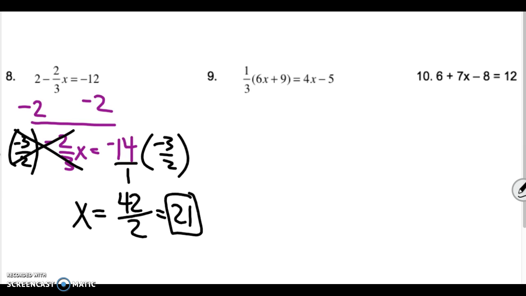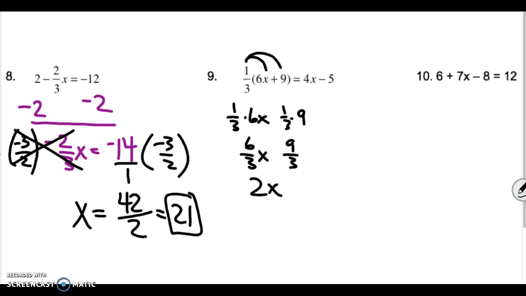Next one, distribution. All right, watch this one here. We have to be careful with this one. 1/3 times 6x. That becomes 6/3 x, which is just 2x. All right, and then we have to make sure we do 1/3 times 9, which would become 9/3, which would be just 3. So don't shy away from the fractions. Let them multiply in if that's what you're distributing. Let them work.